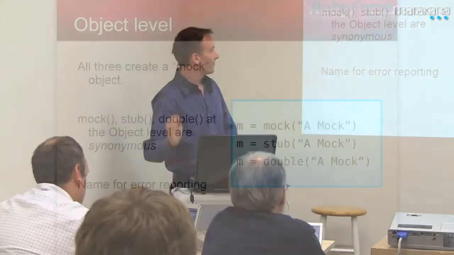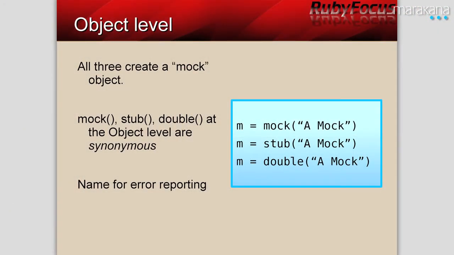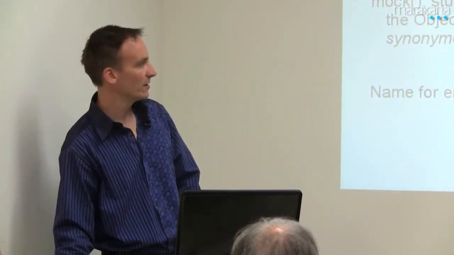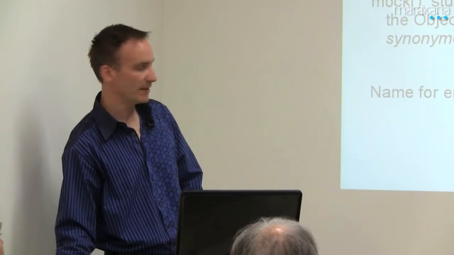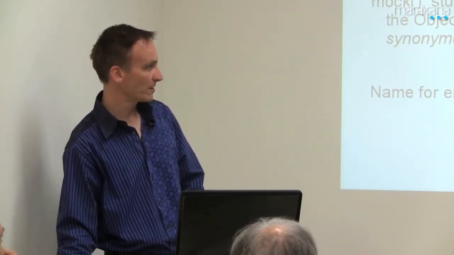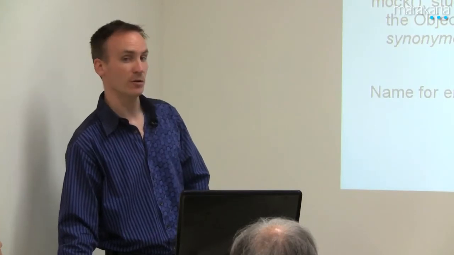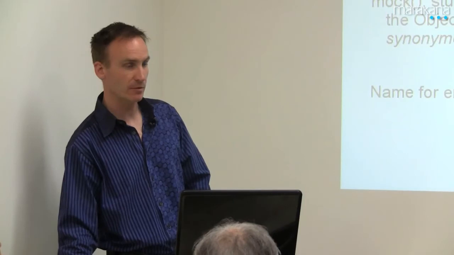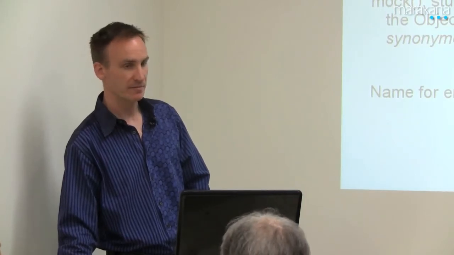At the object level, you can create a mock just like this. It comes with RSpec. There's different kinds of mocking frameworks, but for now we're going to use a built-in one, and it's not hard. It's not rocket science. Mock is just an object like this. And just to confuse you, mock, stub, and double are all the exact same thing. So when used like this, mock, stub, and double are no different.